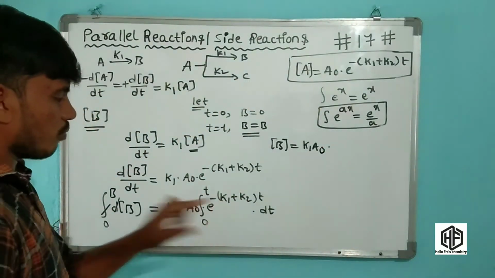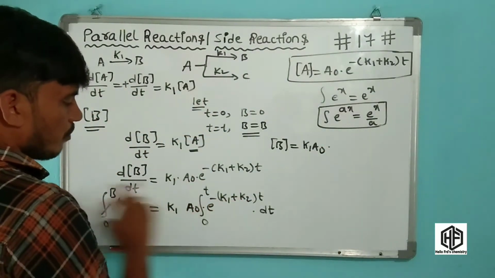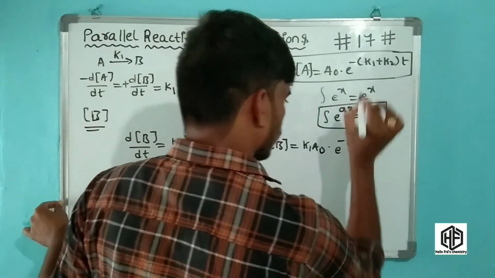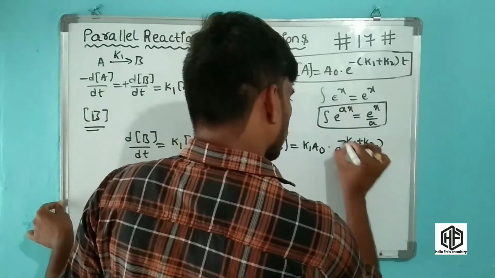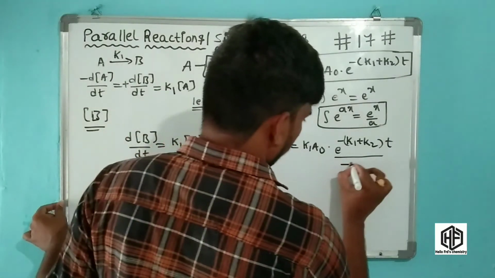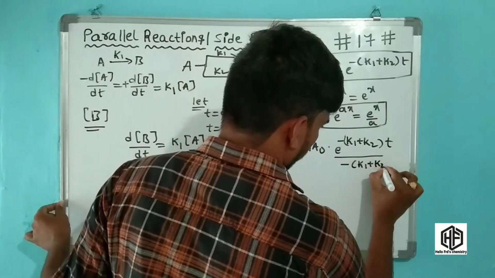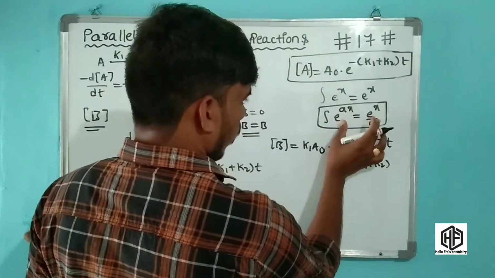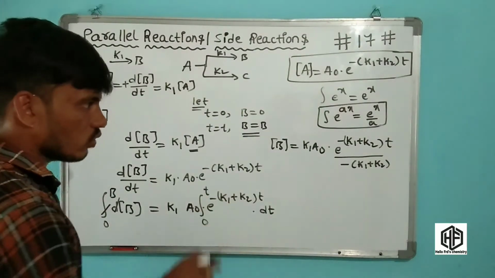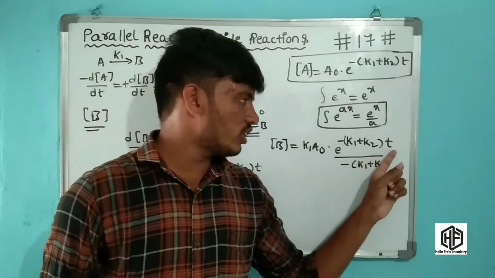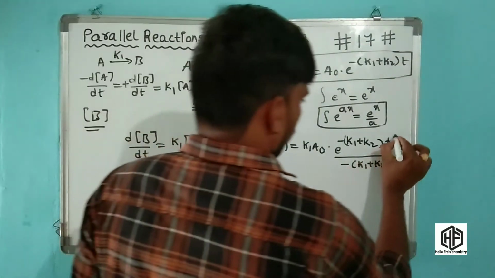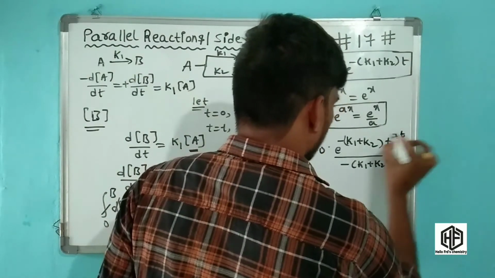Now this is the integration of e power of minus (k1 plus k2) t. It becomes e power of minus (k1 plus k2) t by minus (k1 plus k2). Okay friends, this formula is used for this integration. Now the limits are applied: the lower limit is 0 and the upper limit is t.